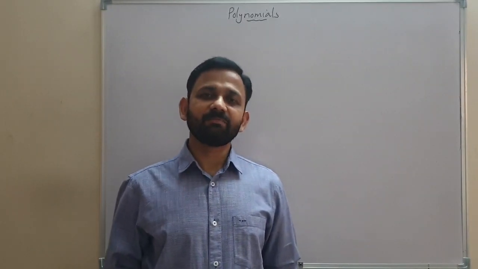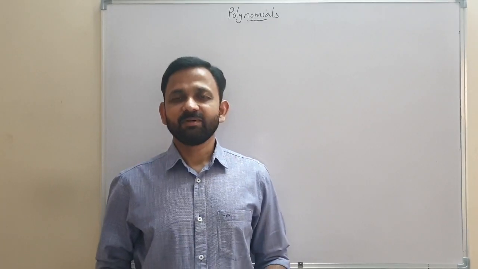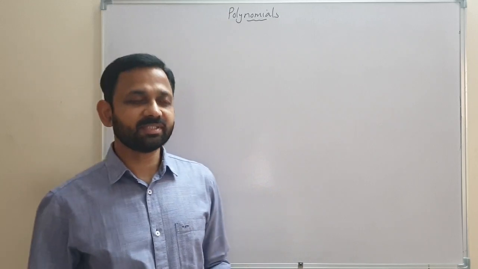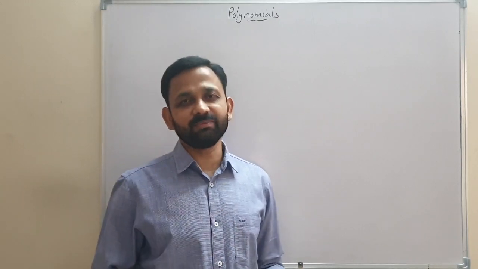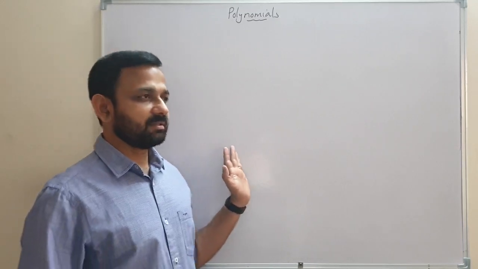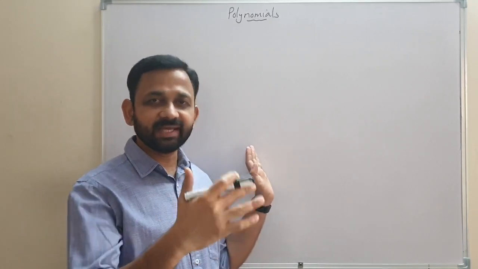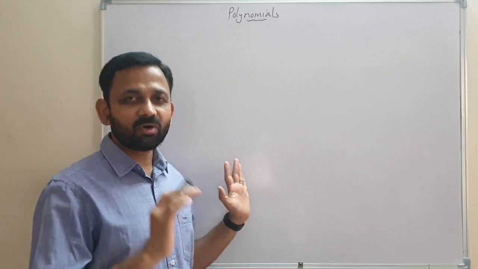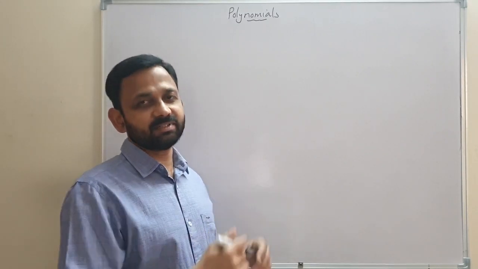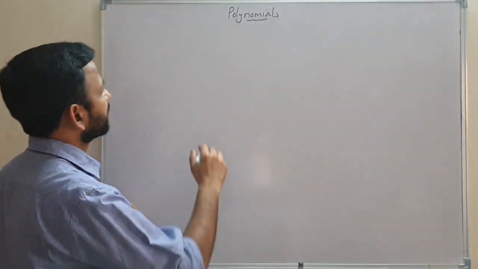Today we will learn chapter 2, polynomials. Polynomials we learned in class 9. The name of the second chapter in class 9 is polynomials. And in lower classes, from class 6 onwards, classes 6, 7, 8, we studied algebraic expressions. So now we can begin the class with algebraic expressions.